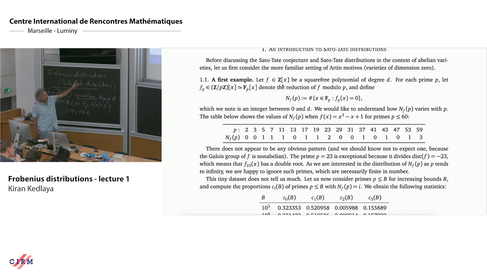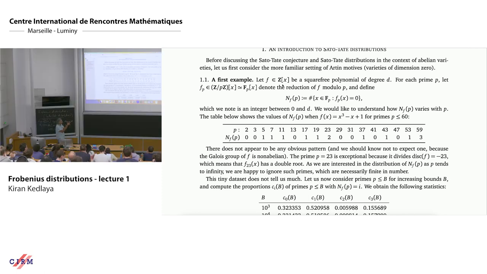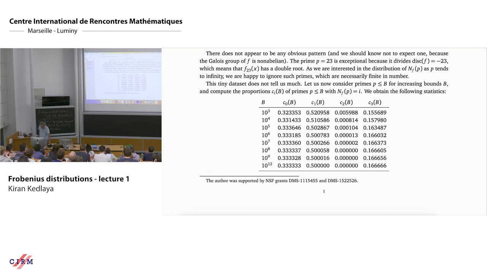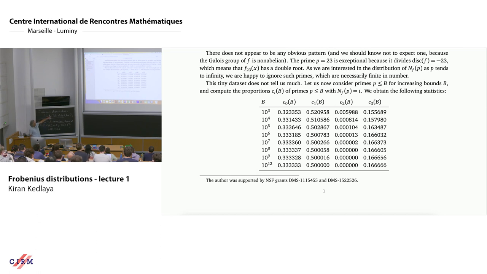And you see a bunch of zeros and ones. Eventually you get to a 3. It takes a while. But if you went further, you would see more and more of all of these things. And in particular, if you go a lot further, you could compute a table of, for various values of b, you can take all the primes up to b and sort them into these categories as to whether or not N_f(p) equals 0, 1, 2, or 3.